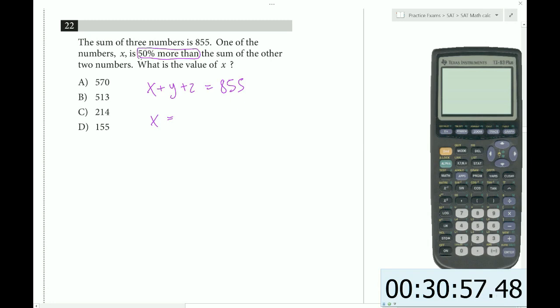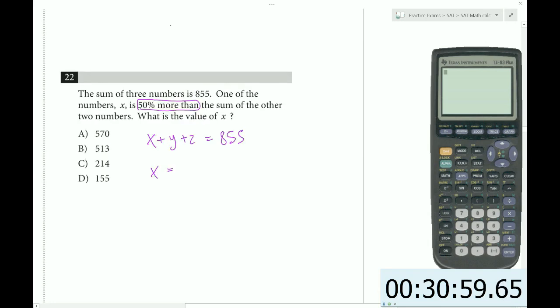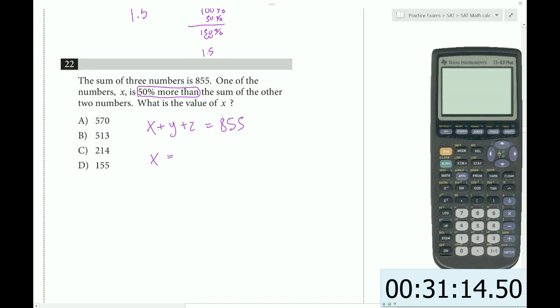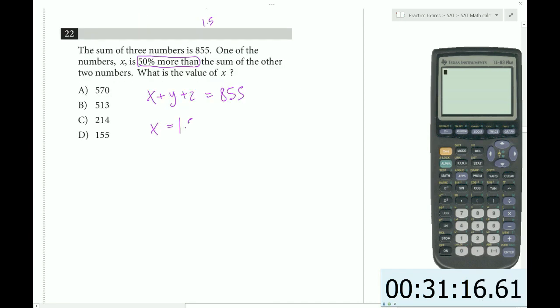So these words taken together are going to mean a 1.5 multiplier. 50% more than means we start with 100%, add 50%, that makes 150%. Then we remember percent means divide by 100, or move the decimal twice to the left, so that gives us 1.5. So 1.5 times the sum of the other two numbers, which would be y plus z.